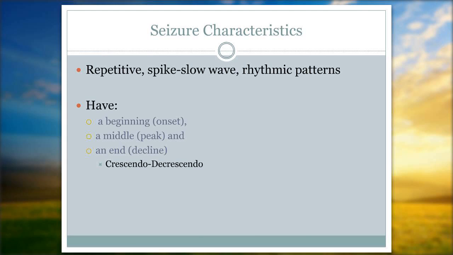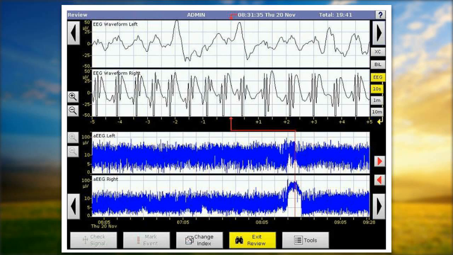Seizures also have a beginning, middle, and end. We say they crescendo, decrescendo. In this particular example, you'll see we've put the marker, which is the red line, right in the middle of the seizure. This is the maximal part of the seizure. This is a seizure that lasts for 10 minutes.